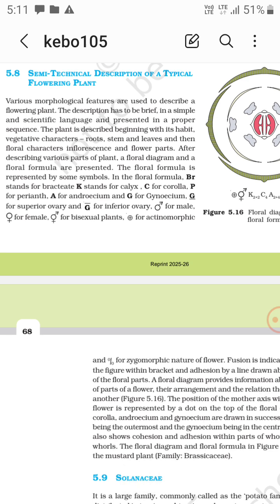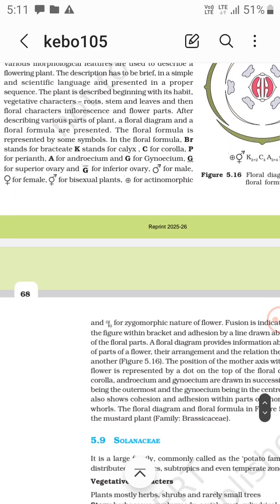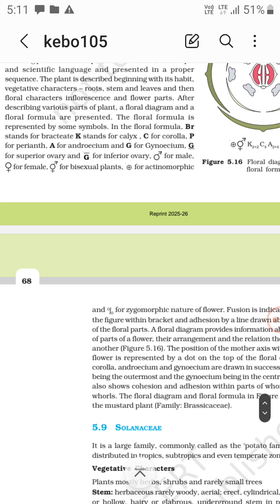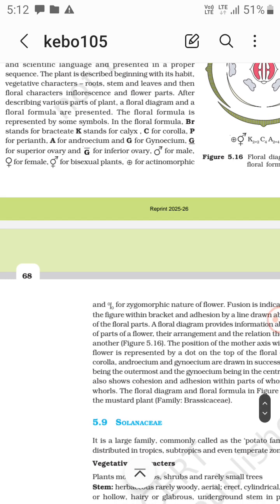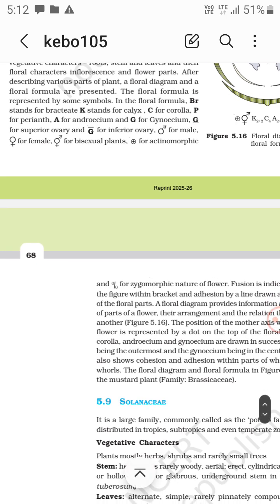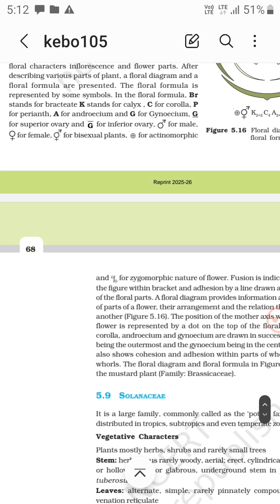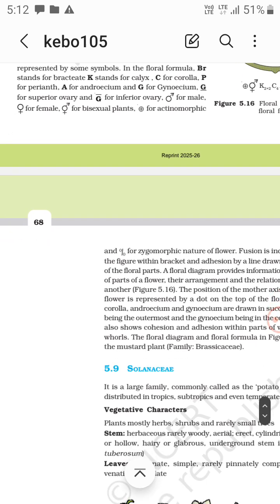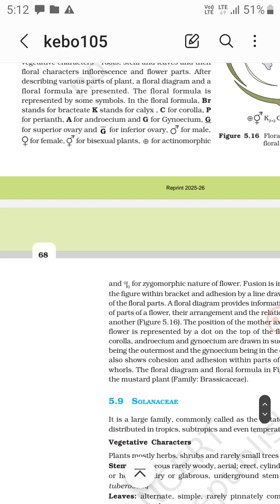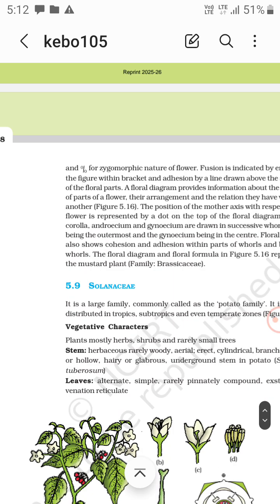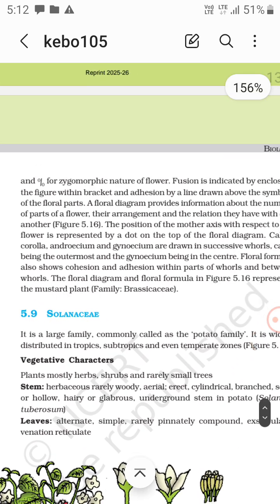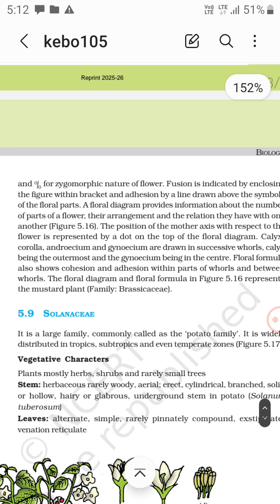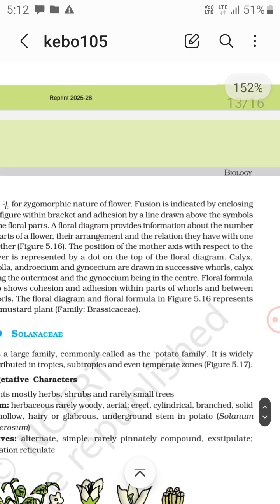Br stands for bracteate, K stands for calyx, C stands for corolla, P stands for perianth, A stands for androecium, and G stands for gynoecium. G with a line below is for superior ovary, G with a line above is for inferior ovary. On the side, the male symbol is for male, the female symbol is for female, and for both, that is bisexual flowers, a plus sign for actinomorphic and a percentage sign for zygomorphic flower, right?